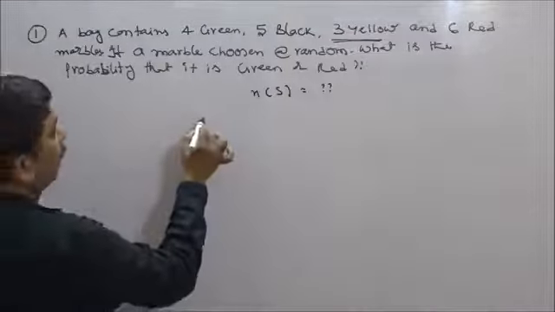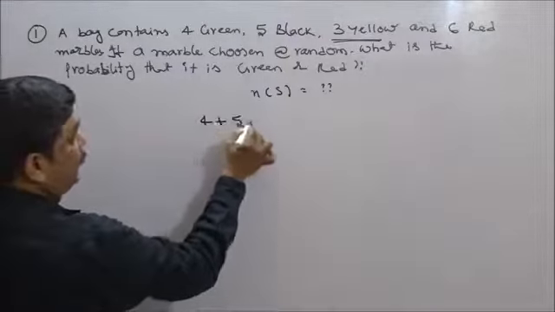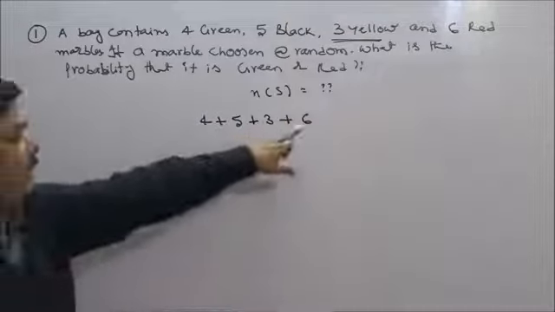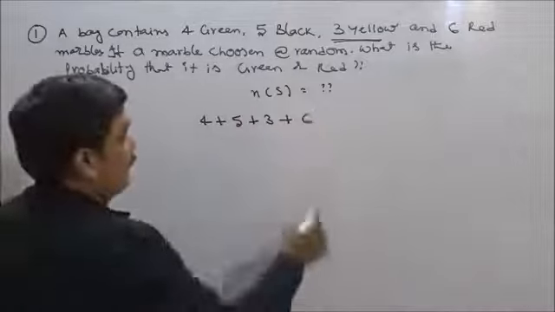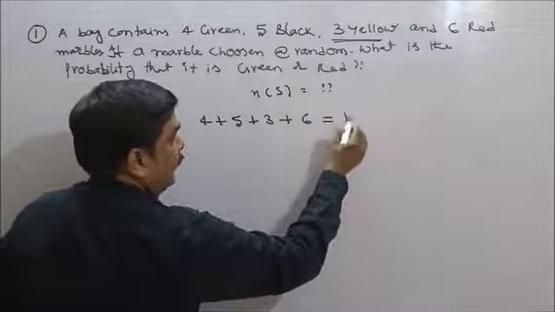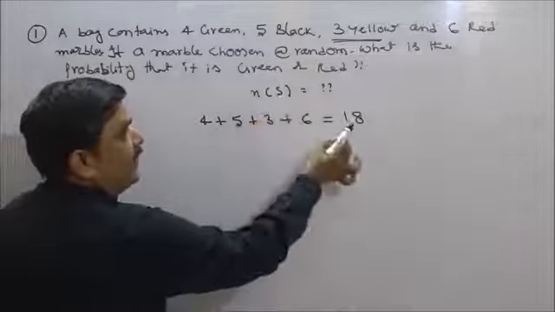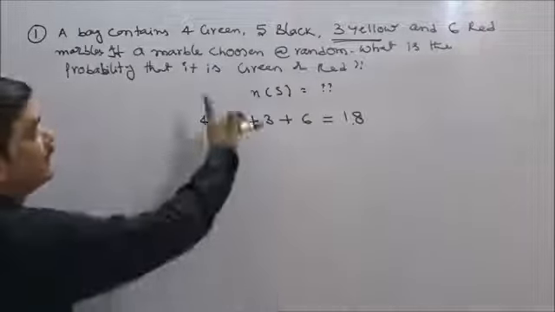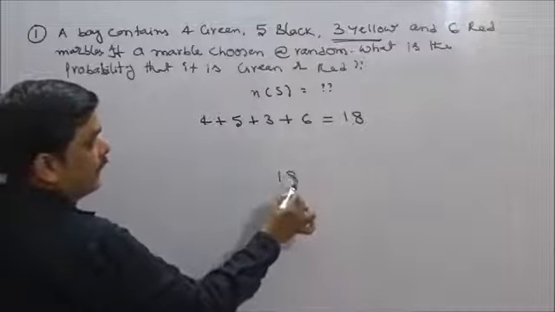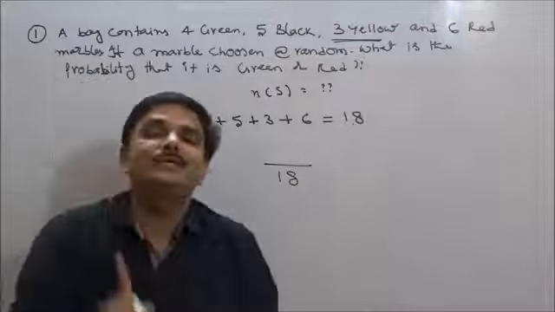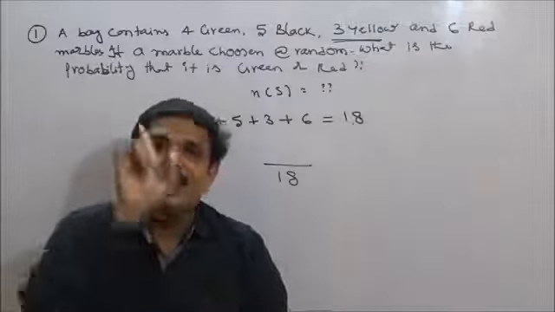So the total number of balls is 4 plus 5 plus 3 plus 6. Now it is 9, 10, 12 plus 6. It should be 18. You take it as 18 marbles. Now, sample space is 18 marbles. From these 18 marbles, I have to choose one ball. That too, the condition is the ball should be a yellow ball.